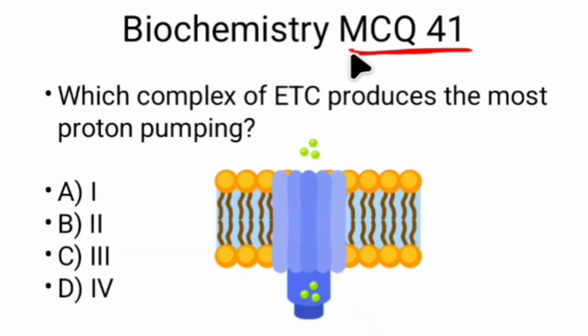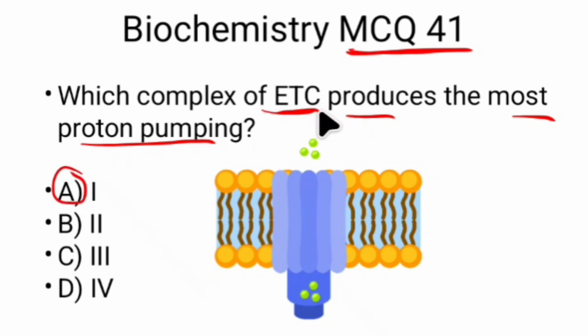Question number 41. Which complex of the ETC, electron transport chain, produces most of the proton pumping? Correct option is complex 1 of the electron transport chain, which produces most of the proton pumping.